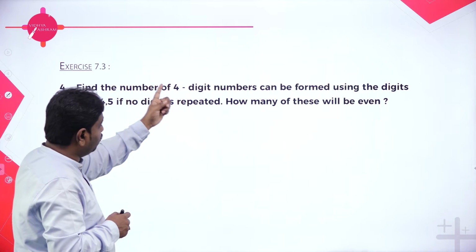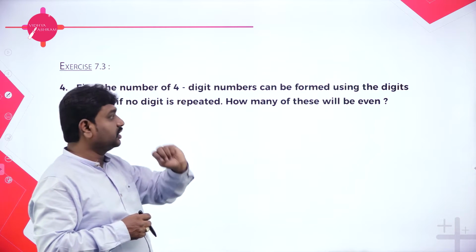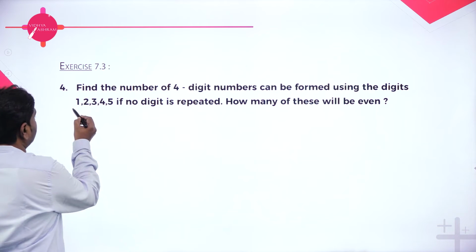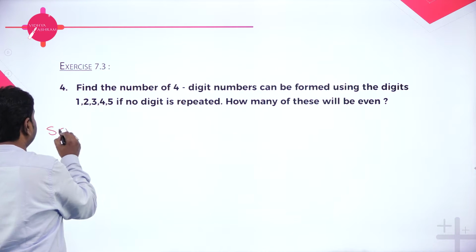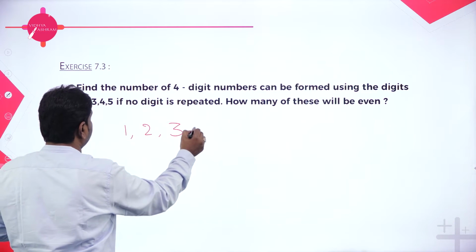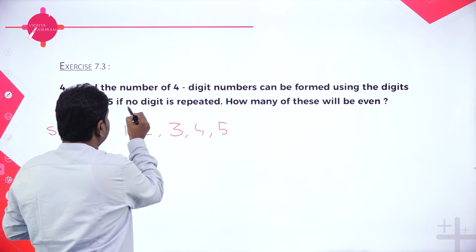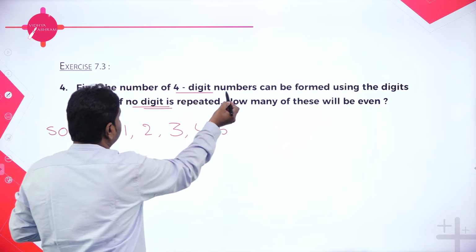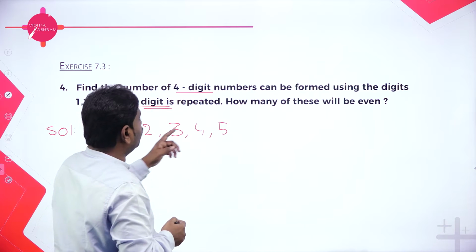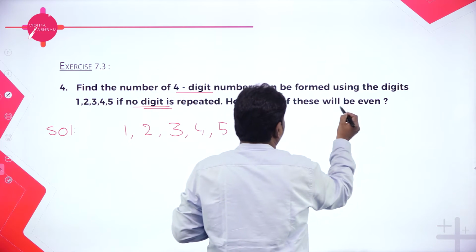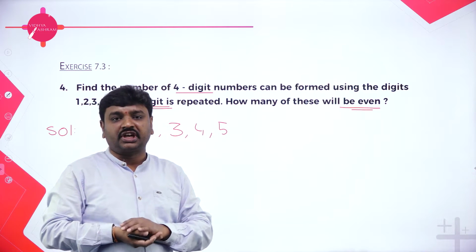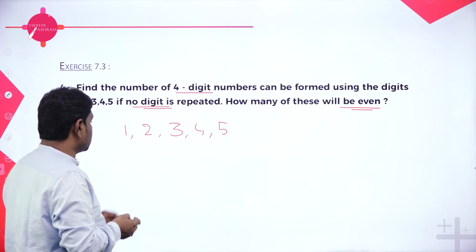Find the number of 4-digit numbers. They want 4-digit numbers that can be formed using the digits. So they gave digits 1, 2, 3, 4, 5, using the digits 1, 2, 3, 4, 5. You have to use these digits. And they told no digit is repeated. 4-digit number, no digit repeated. And how many of these will be even? Second part of the question, how many will be even? First part, how many 4-digit numbers can be formed? Second part, how many will be even? So both we will solve separately.